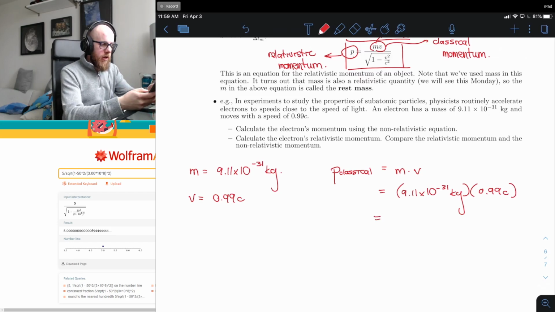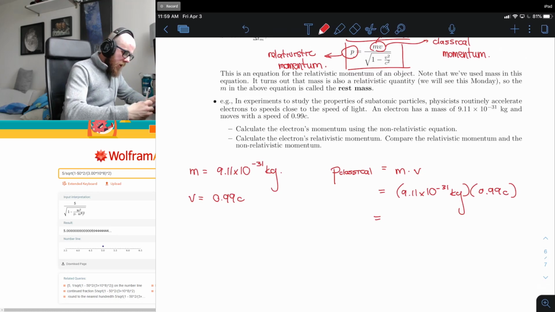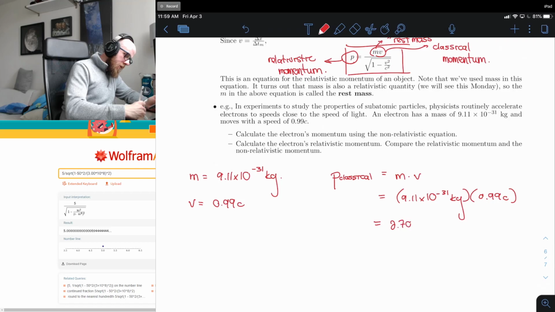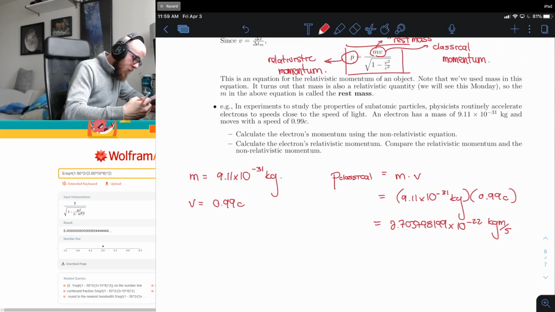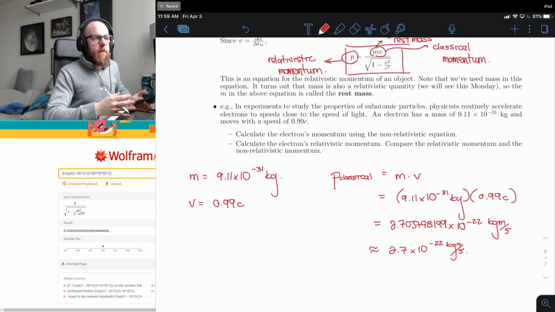Let's see what we get when we do that. So 9.11 times 10 to the negative 31 times 0.99 times the speed of light constant. I get a value of 2.703798199 times 10 to the negative 22, and the units there are kilogram meter per second. Okay, I can round that to 2 sig figs, so 2.7 times 10 to the negative 22 kilogram meter per second. Okay. So I found the classical momentum.